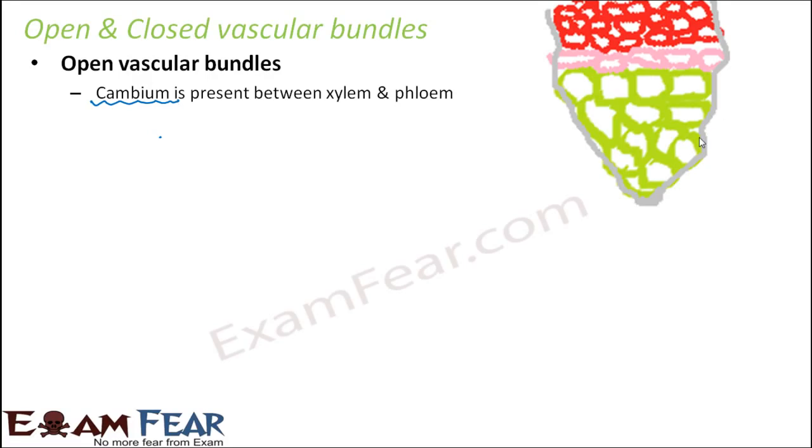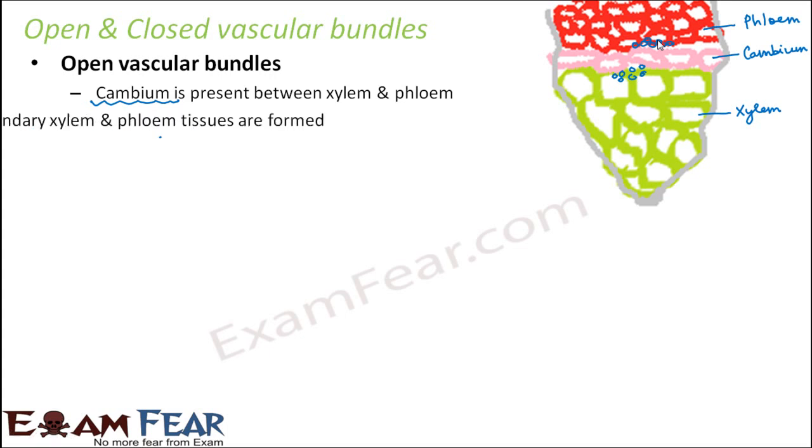Something like this. Let us suppose this green colored cells is your xylem. This red colored cells are phloem. So between xylem and phloem, you have this pink layer of cells which is nothing but cambium. So what will happen? From cambium, new cells will be formed on both sides. So it will be capable of forming new cells on both sides. So such type of vascular bundle is known as open vascular bundle. So here secondary xylem and phloem tissues are formed.